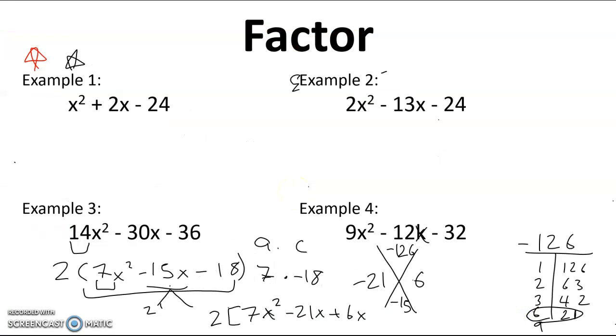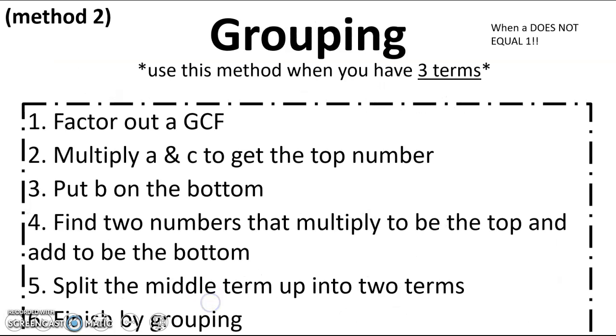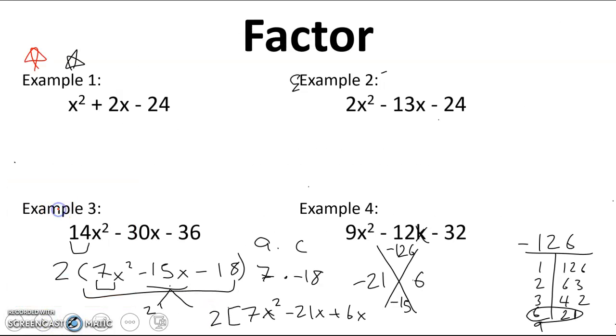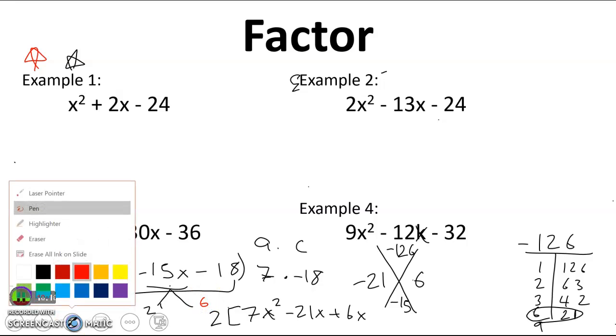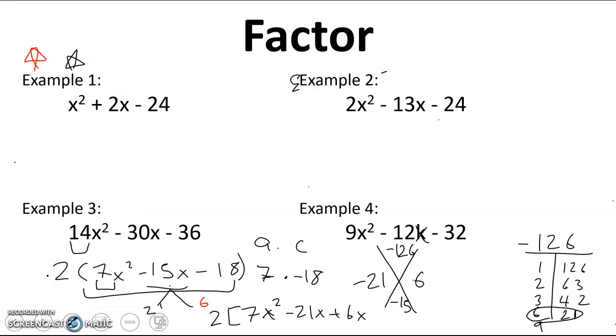It'll just give me negative 21, and then it's going to be positive 6. And plus 6x, then minus 18. Still staying the same there.